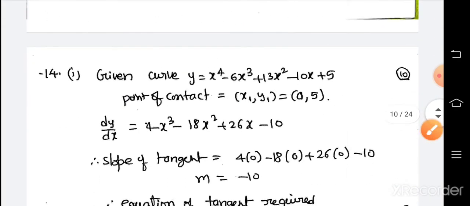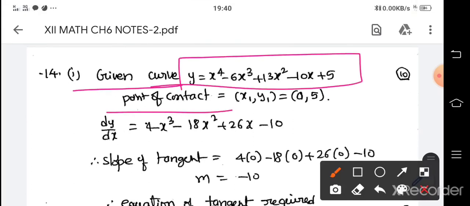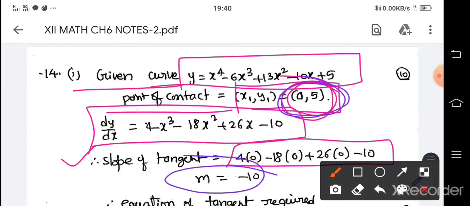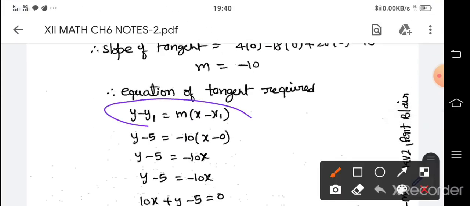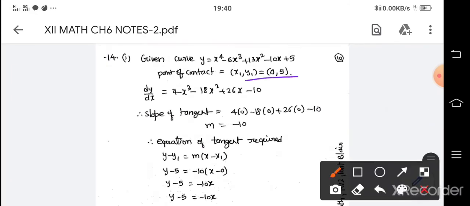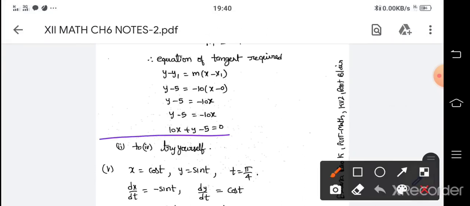Next, 14th one. Given curve is this one and point of contact is given. They are asking you to find out the equations of tangents and normals. Easy, find out dy by dx. Slope of tangent directly you can get because x1 y1 is given here, right? So m is equal to minus 10. Using that, find out the equation of the tangent. Y minus y1 is equal to m into x minus x1. The point of contact is given, 0, 5. Slope is minus 10 we got. Substitute in this, simplify it, you get the equation of tangent. Then second and fourth, try yourselves.